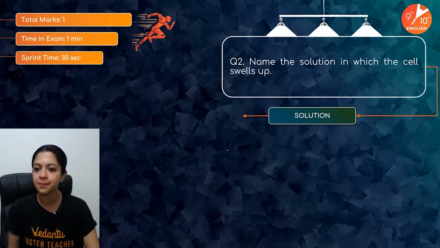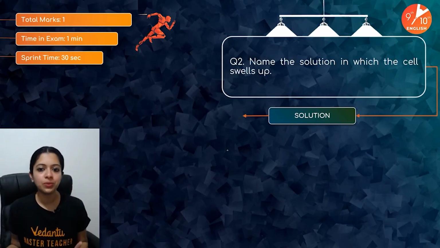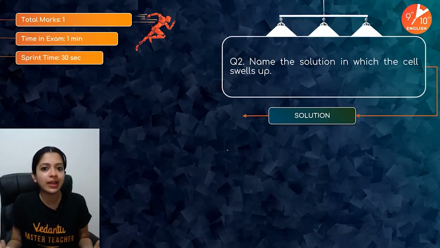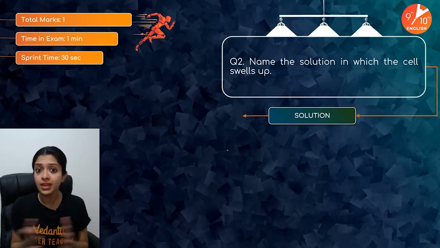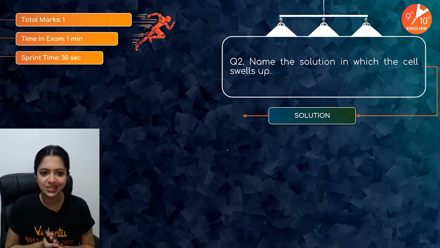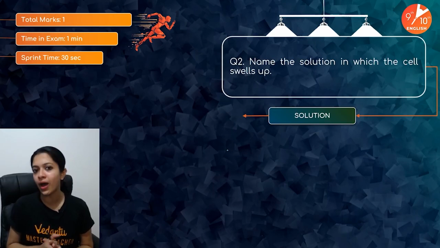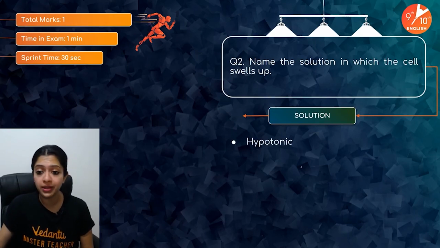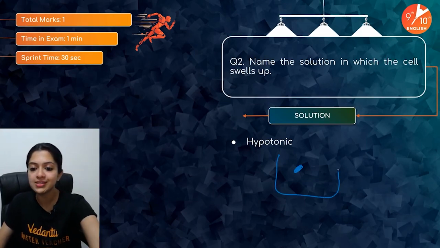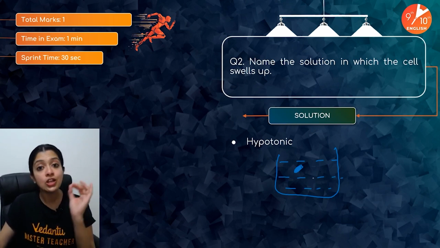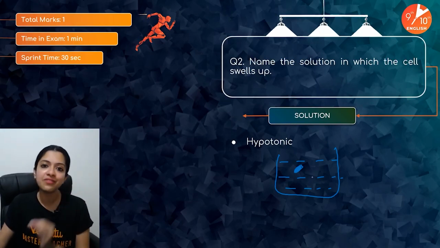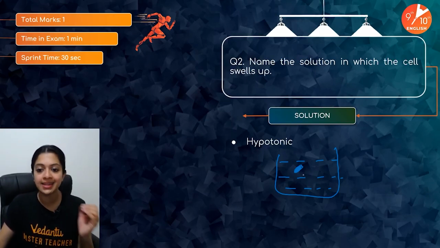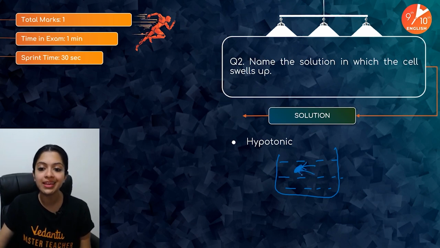Moving on to question number 2. Name the type of solution in which the cell swells up. So basically the question is, you are placing a cell in a solution and the cell is swelling up. What kind of solution was that? Think about all that we've learned related to this, and your time ends in 3, 2, 1, go. The answer is, of course, hypotonic. You place a cell in a hypotonic solution. Hypotonic solution would mean it's an entirely dilute solution with very little solute concentration in it and a lot of solvent molecules in it. So solute concentration is going to be greater inside the cell as compared to the outside, and as a result, water is going to be entering inside the cell.